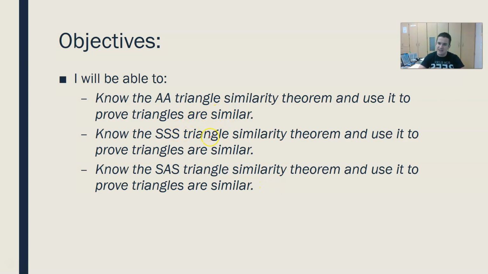By the end of this lesson, these are the things that I hope you're able to know. I want you to know the angle-angle, that's what this double A stands for, similarity theorem, and use it to prove two triangles are similar. I want you to know the side-side-side, that's what the triple S stands for, triangle similarity theorem, and use it. And know the side-angle-side triangle similarity theorem. That's what this SAS stands for. And use it to prove triangles are similar.